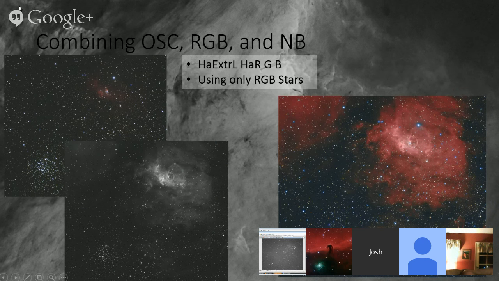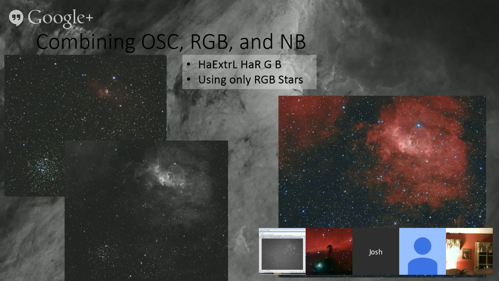So another way that you can do this, instead of just adding the narrowband data to your RGB channels, is to use your hydrogen alpha as kind of an enhancer. And in this target, the Bubble Nebula, there's not a ton of oxygen, there's not a ton of S2, but there's a lot of hydrogen alpha in that region.